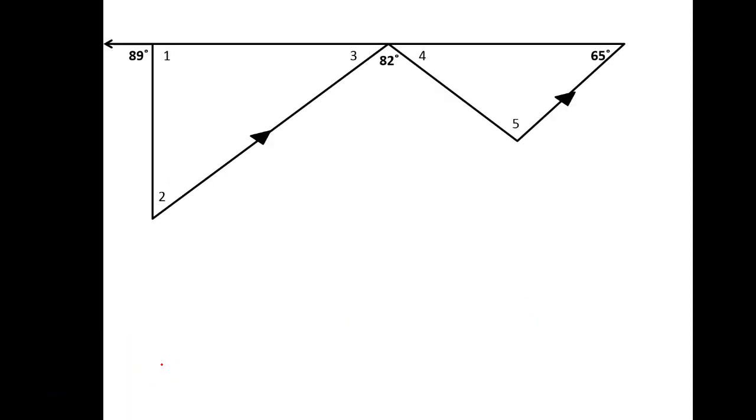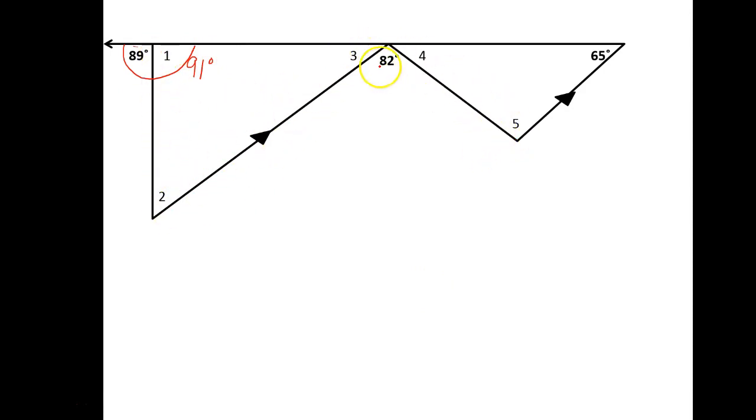Here we are going to find the measure of each missing angle. And to do that, let's start with angle 1. If you look, you have your straight line, and the measure of a straight line is 180 degrees. So I know that together, these two angles have to add up to equal 180 degrees. So 180 minus 89 is 91. So I know that angle 1 is 91 degrees.